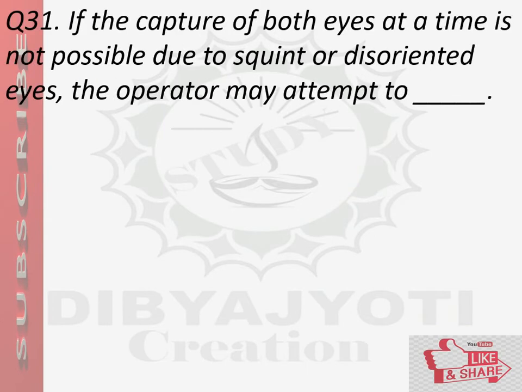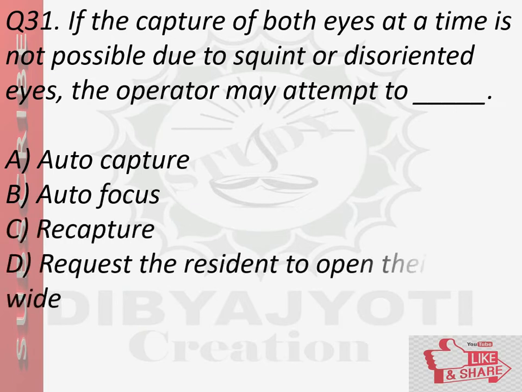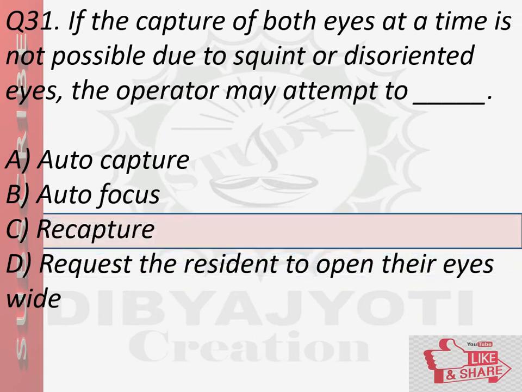If the capture of both eyes at a time is not possible due to squint or disoriented eyes, the operator may attempt to dash. Option A, auto capture. Option B, autofocus. Option C, recapture. Option D, request the resident to open their eyes wide. And the answer is recapture.